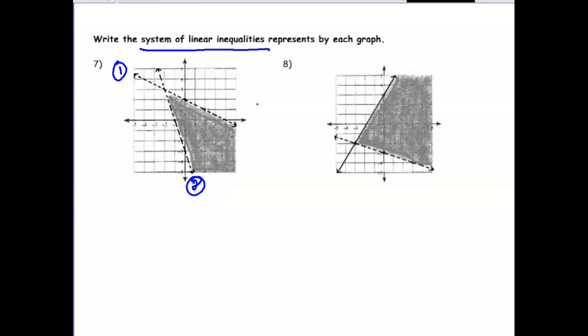For number 7, the first thing I want to do is identify the slope and the y-intercept. For the first line, the y-intercept is going to be positive 2, and my slope is going to be negative 1/2.